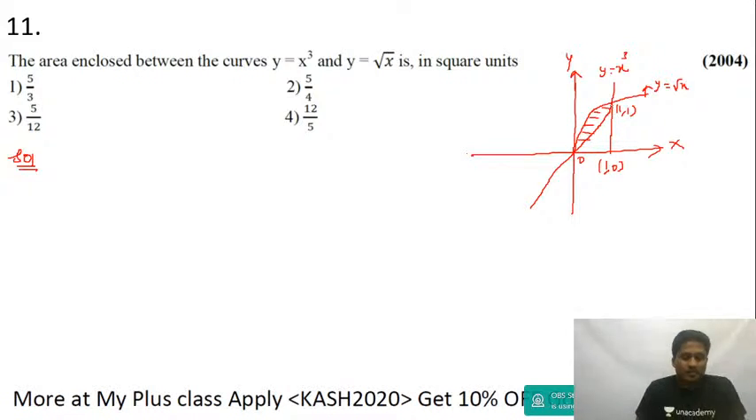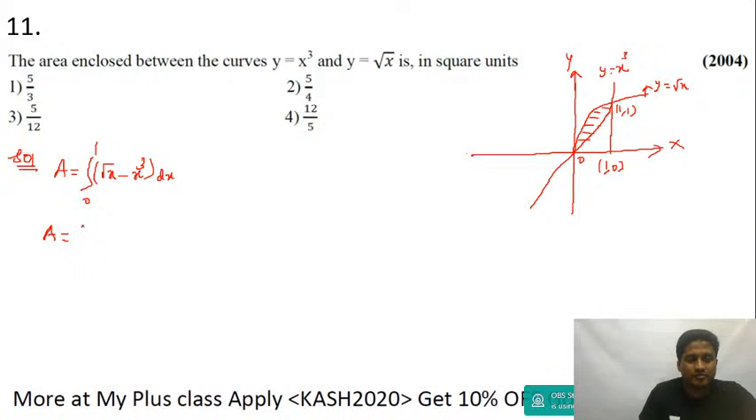Now area is equal to integration from 0 to 1. You get root x, the right curve, minus, you cut the cubic function x cube, and then dx, I get a shaded part. Because from 0 to 1, root x covers the maximum area. So take root x and cut that upward x cube out, you get the required area. I can write this as integration 0 to 1 of x to the power of half, minus integration 0 to 1 of x cube dx.